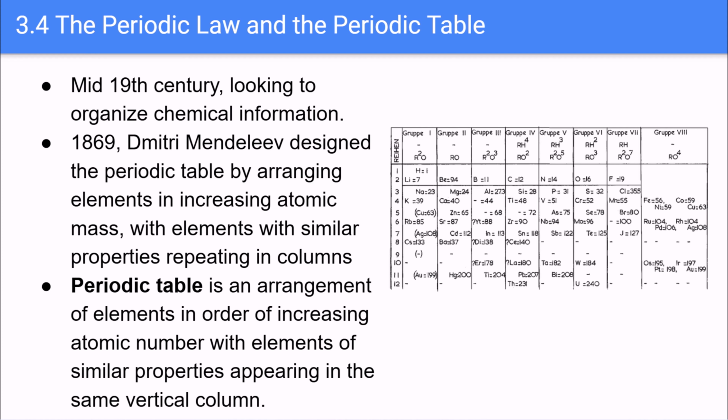And in 1869, Dmitri Mendeleev designed the periodic table, the basis of the current day periodic table we use today, by arranging elements in increasing atomic mass with elements with similar properties repeating in columns.